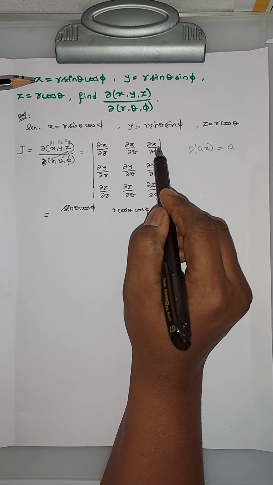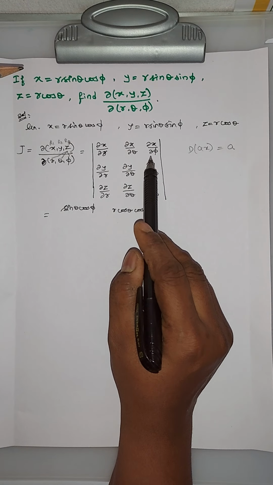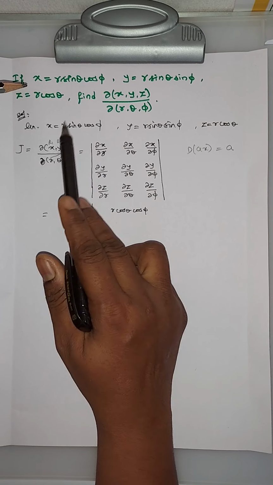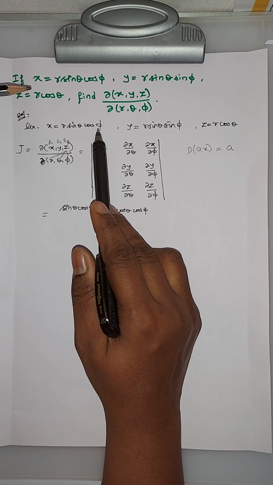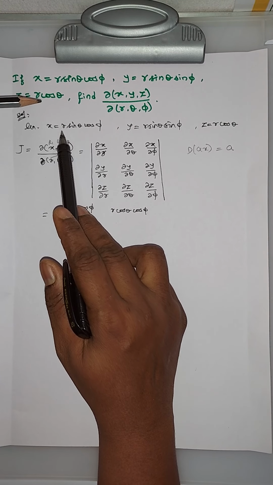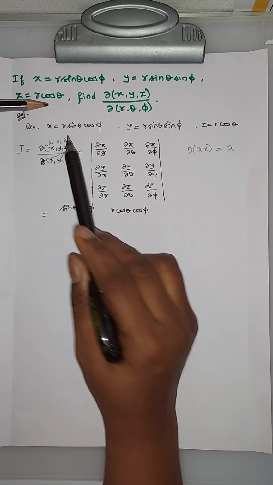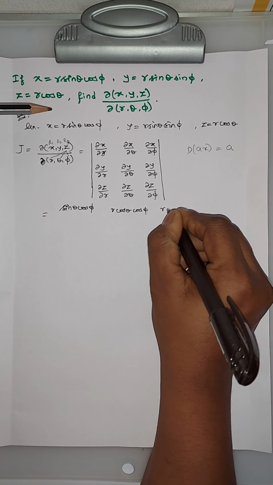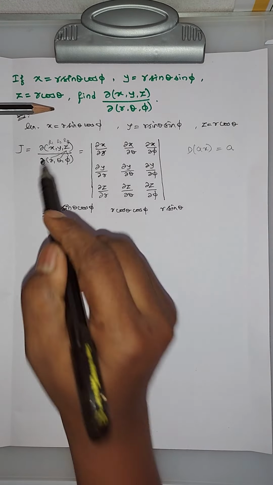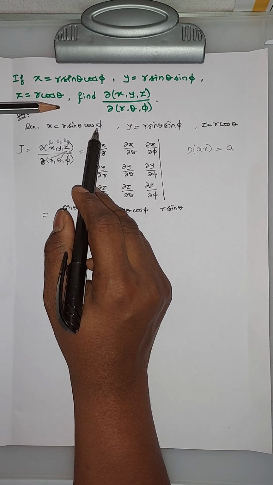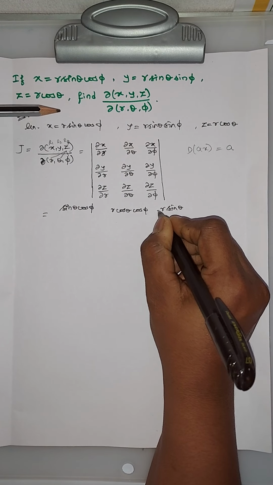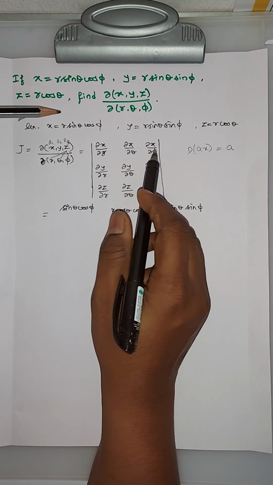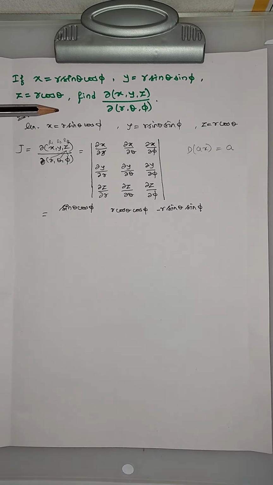Now moving on to third term. Third term is dou x by dou phi, which means that we have to differentiate x partially with respect to phi, which means that the other variables r and theta remain constant. So this r sine theta comes as it is. Cos phi differentiation is minus sine phi. Now first row is over. Now moving on to second row.